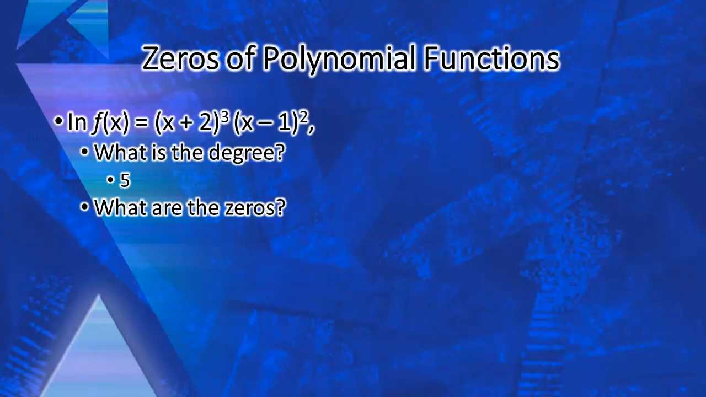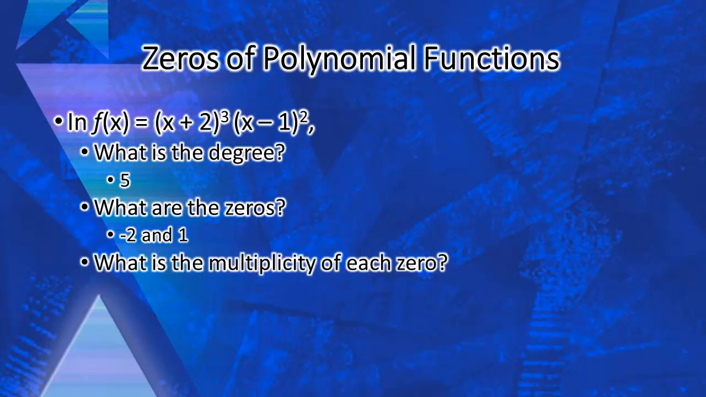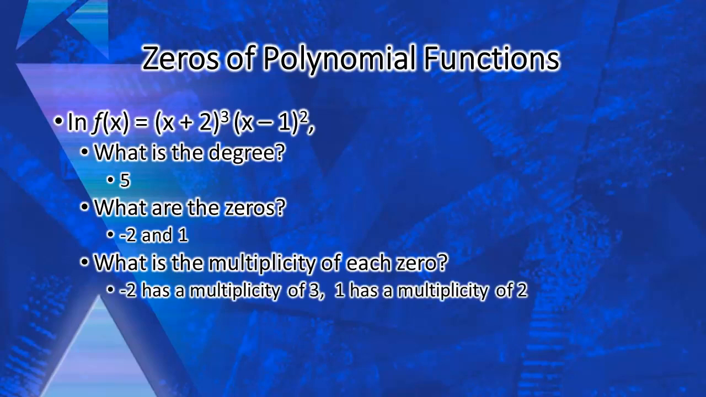The next question I have for you is, what are the zeros? In this particular case, we only have 2 zeros. One is located at -2 and the other at +1. What is the multiplicity of each of those zeros? The multiplicity of the -2, since it is cubed, is 3. The multiplicity of the +1 is squared, so it is a multiplicity of 2.